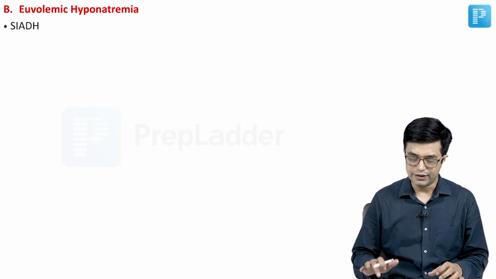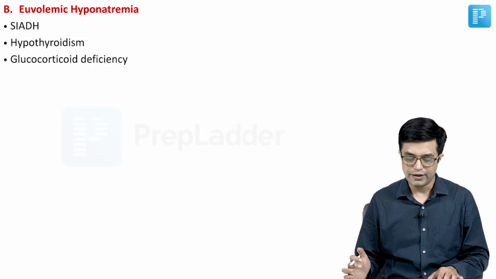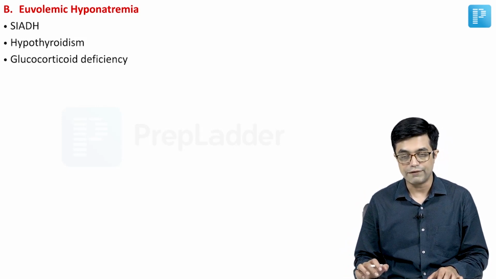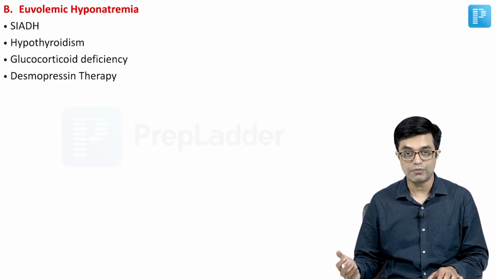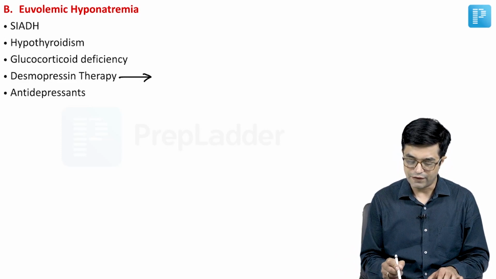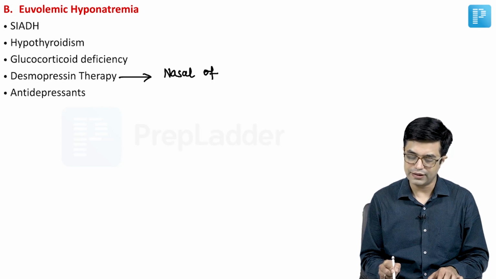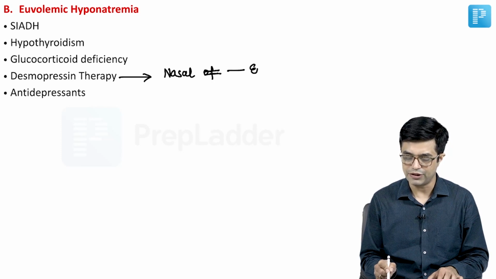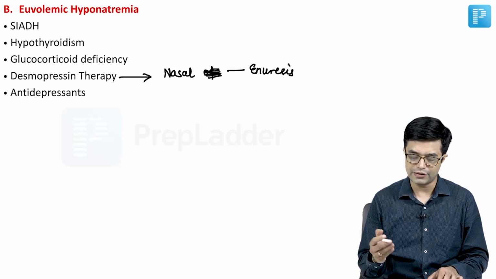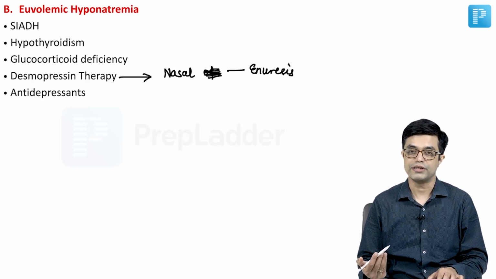wasting syndrome. Then hypothyroidism can lead to euvolemic hyponatremia. It can be seen in glucocorticoid deficiency. It can be seen in desmopressin therapy, especially the nasal form of desmopressin, which was used in patients with enuresis. That is why the nasal form of desmopressin is no longer recommended for use in a child with nocturnal enuresis.